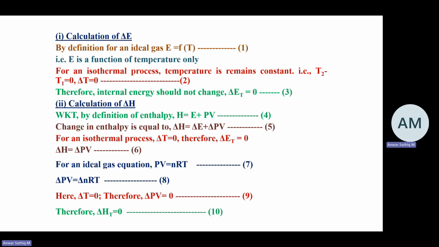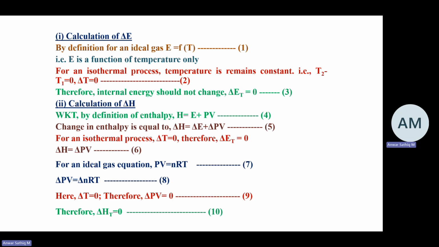First, calculation of delta E. By definition, for an ideal gas, internal energy is a function of temperature only. We know that for an isothermal process, temperature remains constant. That is, initial temperature T1 is equal to T2. Change in temperature delta T is equal to 0. Therefore, delta E is equal to 0 at an isothermal condition. This is equation number 3.